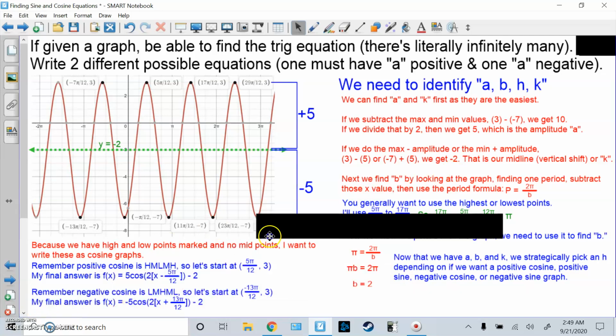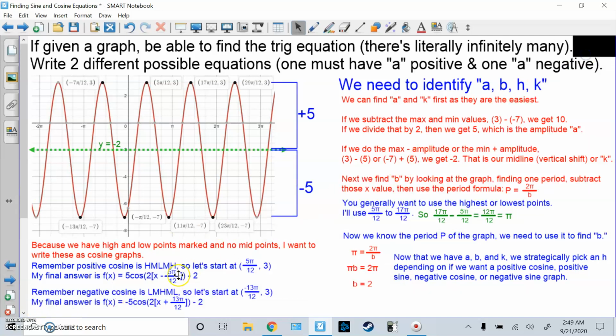Alright, if I want to do a negative cosine graph, it's going to be low, mid, high, mid, low. I start on the bottom, the low part. So I'm picking -13 pi over 12. Notice it starts low, goes middle, goes high, back to middle, low. It's basically an upside down V, because that's what a does if it's negative. It reflects the picture over the x-axis.